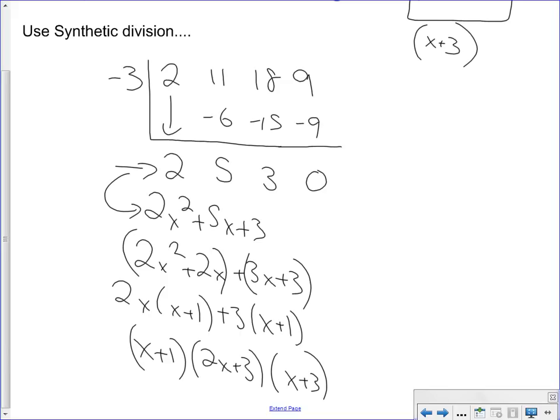Okay, that was just. Guys, come on. It's just here's the coefficients.